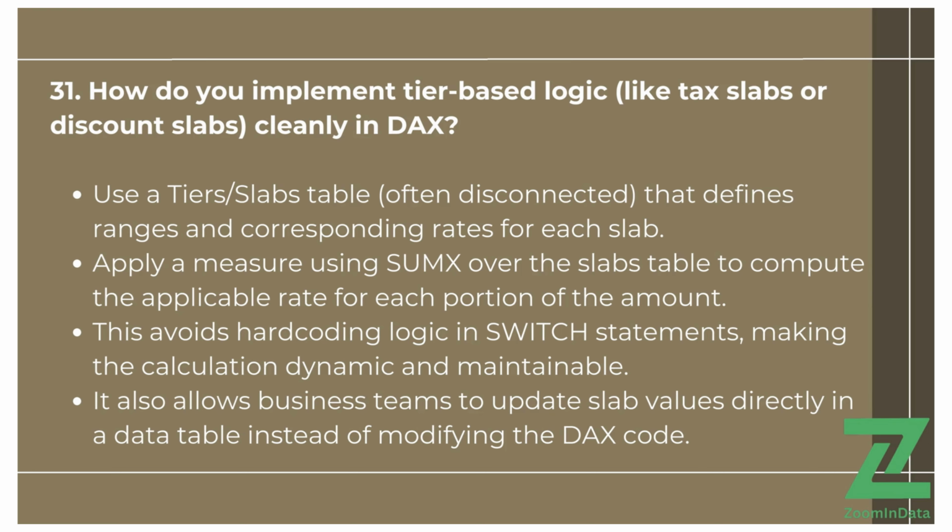31st question. How do you implement tier-based logic, such as tax slabs or discount slabs, cleanly in DAX? Use a tiers or slabs table, often disconnected, that defines ranges and corresponding rates for each slab. Apply a measure using SUMX over the slabs table to compute the applicable rate for each portion of the amount. This avoids hard-coding logic in SWITCH statements, making the calculation dynamic and maintainable. It also allows business teams to update slab values directly in a data table instead of modifying the DAX code.